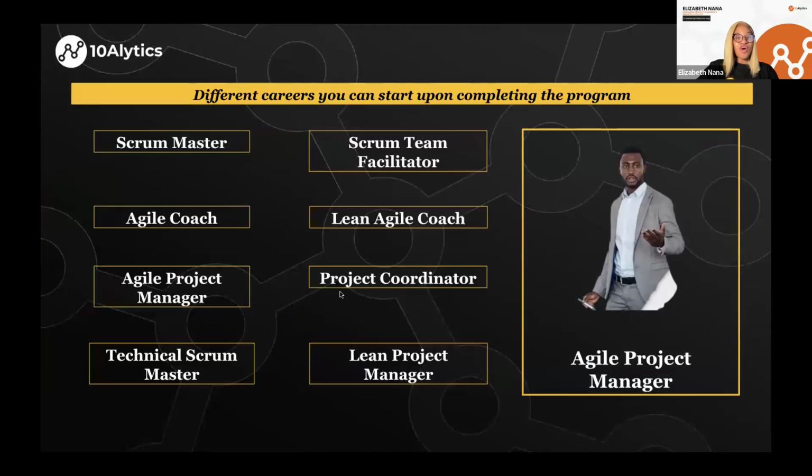Now, let's just move on. Now, what are some of the different careers? Just some. All right, the keyword here being some. Some of the different careers you can start upon completing this program with us here at 10Analytics. You can become a Scrum Master, you can become a Scrum Team Facilitator, you can become an Agile Coach, a Lean Agile Coach, a Project Coordinator, a Lean Project Manager, a Technical Scrum Master, and even an Agile Project Manager, and so much more. So you're not just boxed into project management, you're very versatile.